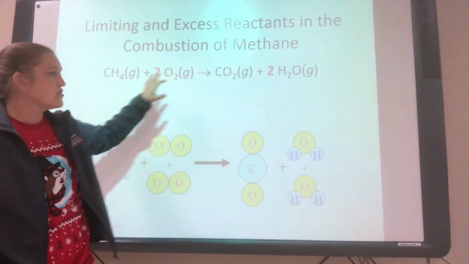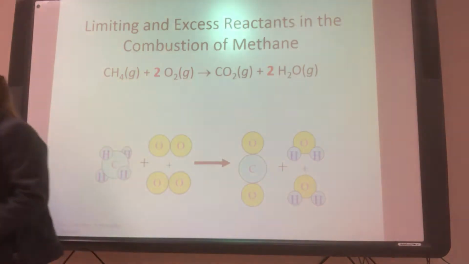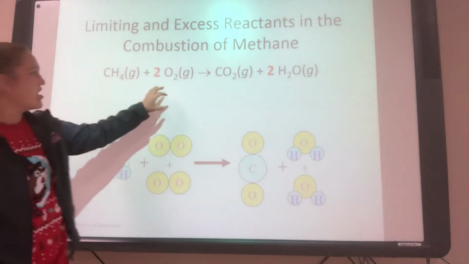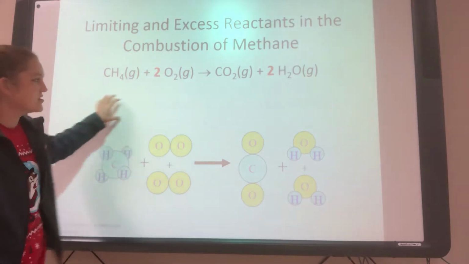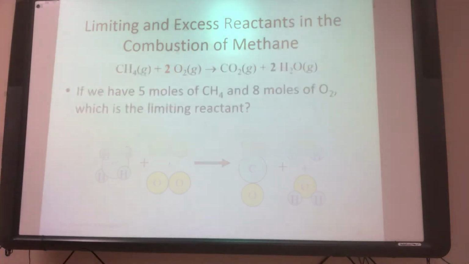So I have my stoichiometry. It's a 1:2 to 1:2 ratio. So what I want to know is, say I start with some amounts of my 2 reactants, how much product will I make? Okay? So let's look at that. If we have 5 moles of CH4 and 8 moles of O2, which is the limiting reactant?